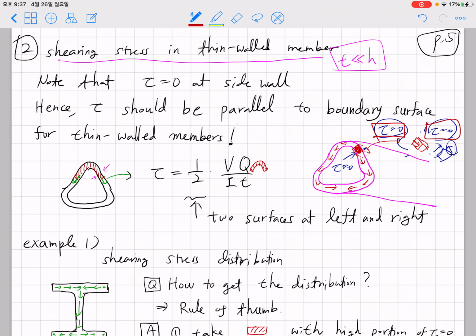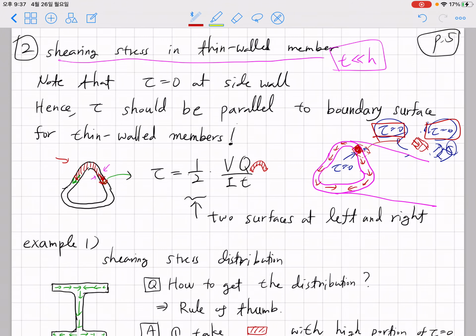Okay, so having recognized that, you can obtain the distribution of shear stress relatively easily, and the direction of shear stress can be any direction that is parallel to the thin-walled member direction. Suppose that you have this hollow cross section with thin walls. Then if somebody asks you to draw the shearing stress at this position regarding the direction, you can easily say that the direction must be parallel to this thin wall.